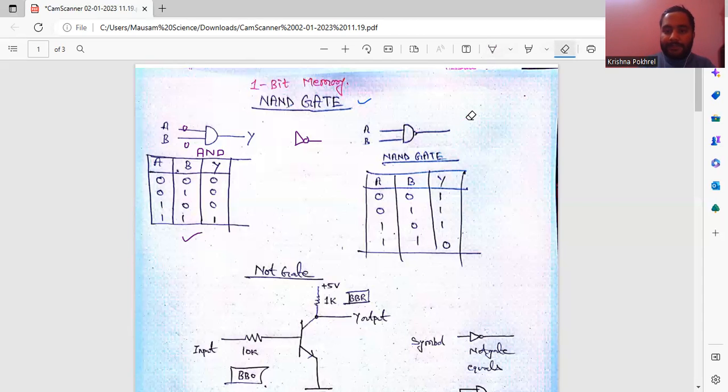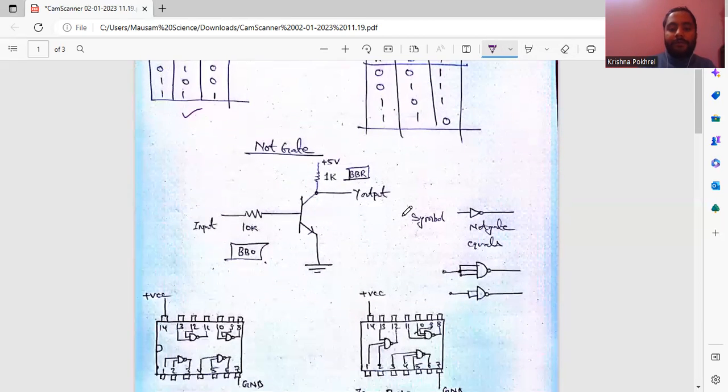Suppose I want to erase this. If here is 1, then we cannot say the output will be 0, because the other input will be the decisive term. If the other is 1, definitely the output will be 0, but if it is 0, then the output will be high. So let us remember this: in a NAND gate, if any one of the inputs is 0, the output will be high.